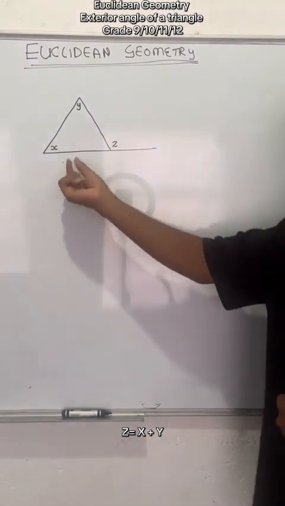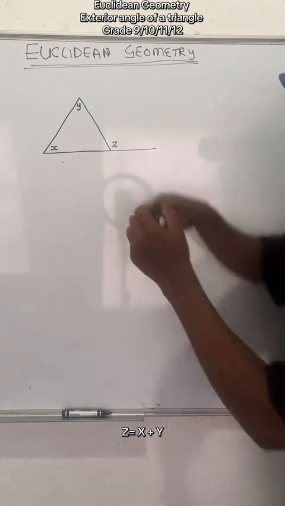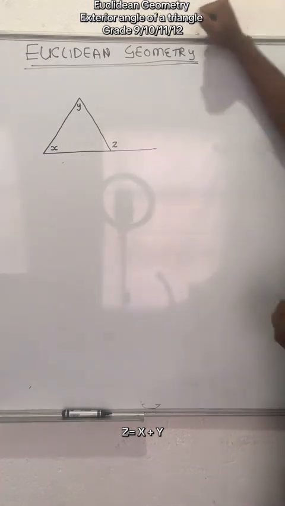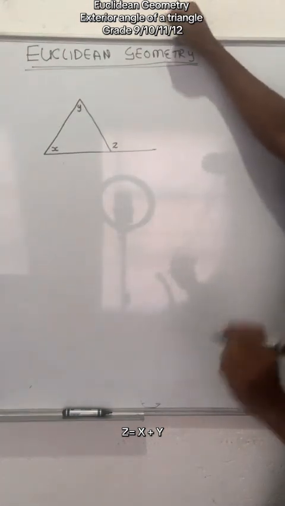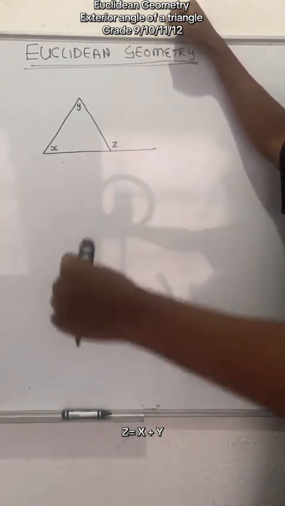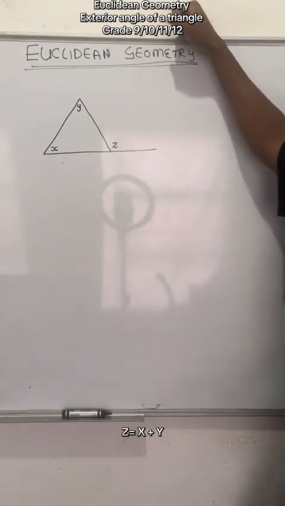Here, they gave us a triangle, but now they've extended the triangle by extending a line. Now, since they've extended this triangle, there's a rule or a theorem that we need to follow.